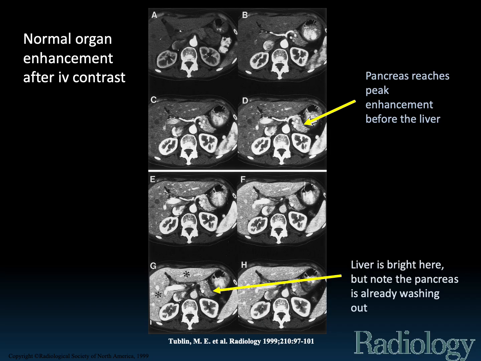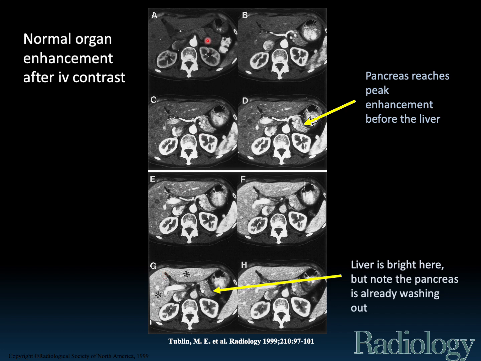So here's an example of that. These images were obtained every 10 seconds after IV contrast was administered. And they show progressive enhancement of the various abdominal organs. So let's look at the liver first. Notice in these early post-contrast time points, the liver is dark. It slowly increases in density as it takes up the contrast, and it reaches peak at time point G.